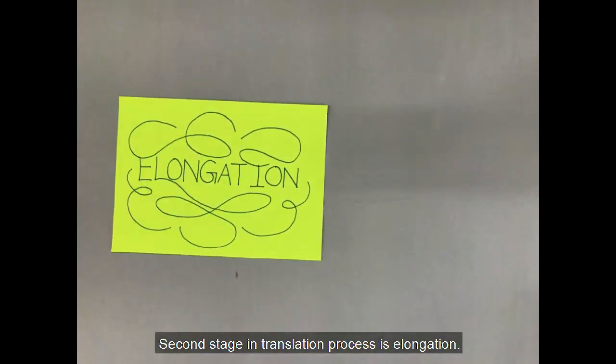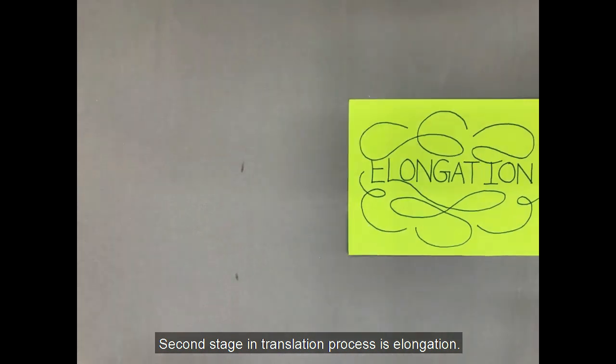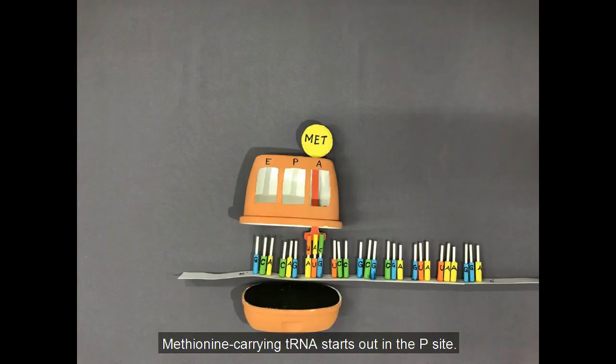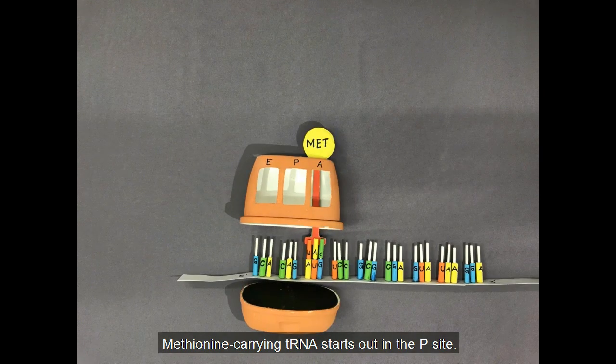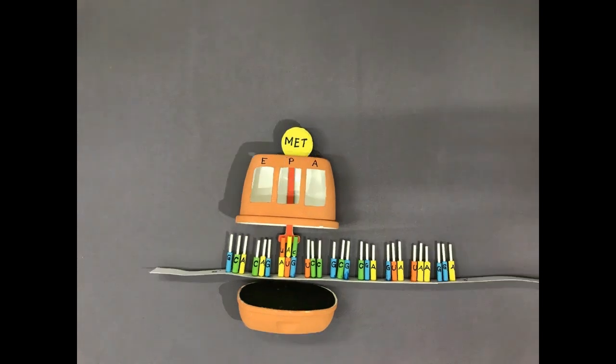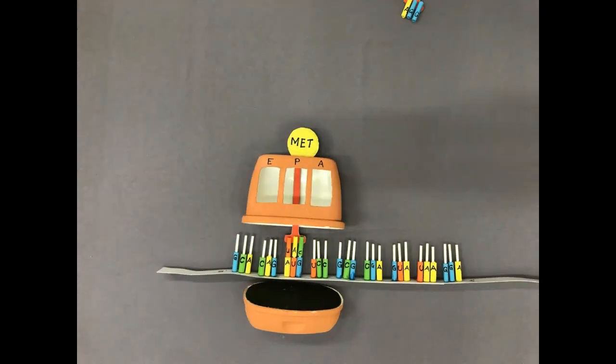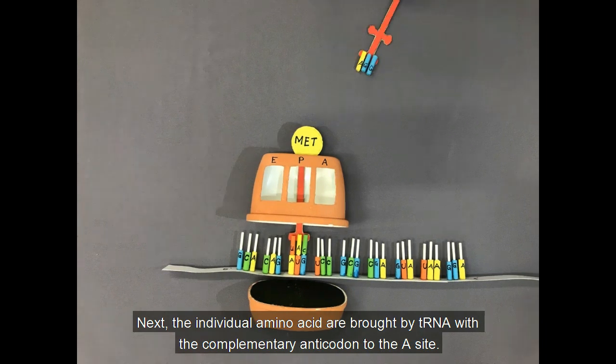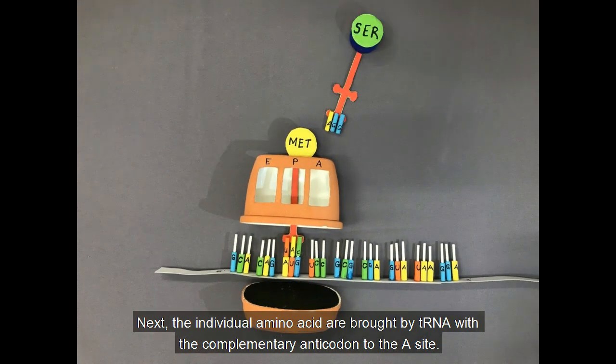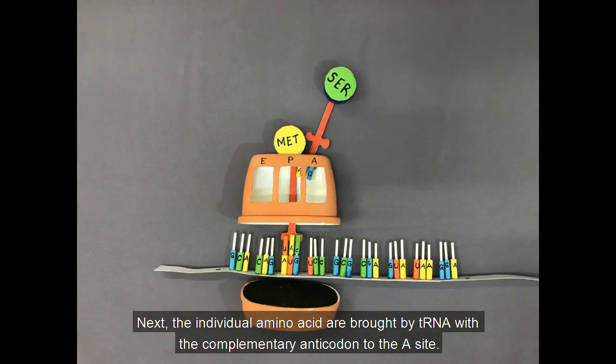The second stage in the translation process is elongation. The methionine-carrying tRNA starts out in the P site. Next, the individual amino acids are brought by tRNA with the complementary anticodon to the A site.